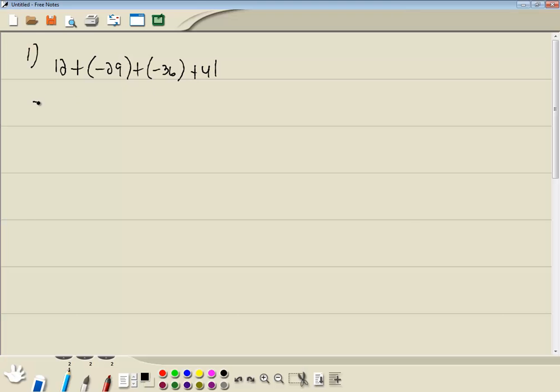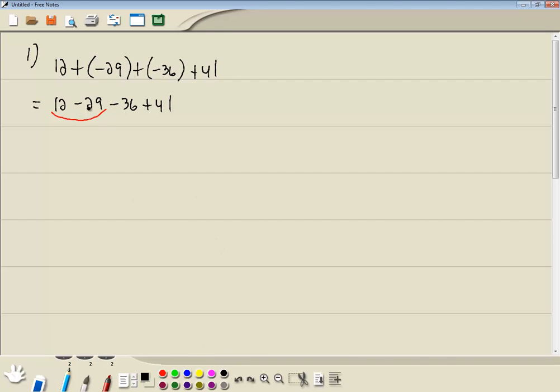Now the first thing we want to do is apply our shortcuts. So here we have plus parentheses minus, that becomes a minus. Here we've got plus parentheses minus, that becomes a minus. And then that just carries down. We're going to handle this from left to right, so we'll do these first two numbers.